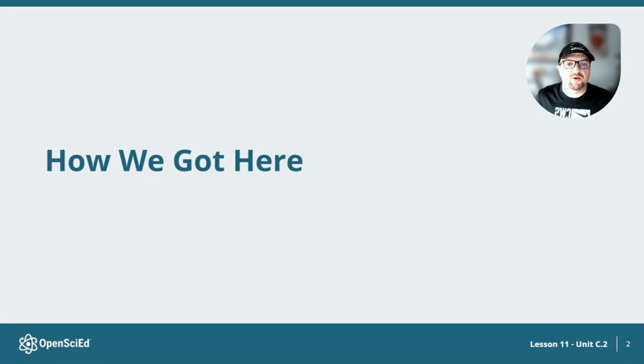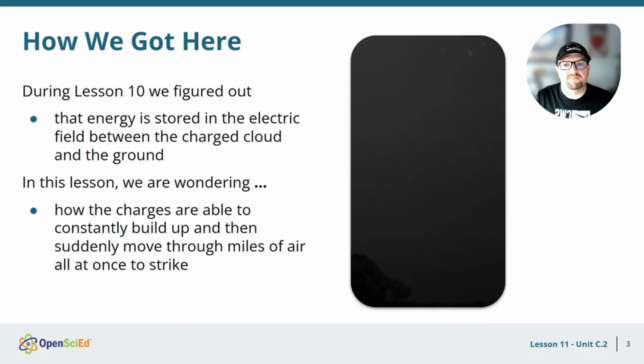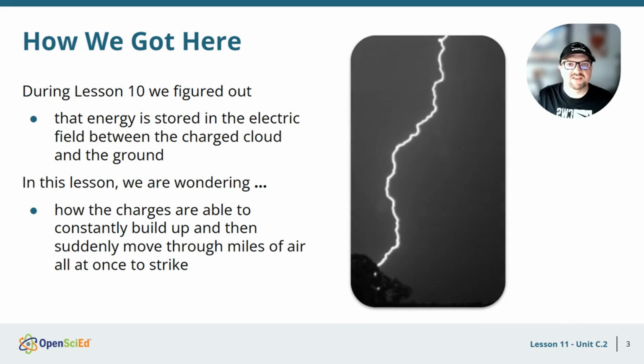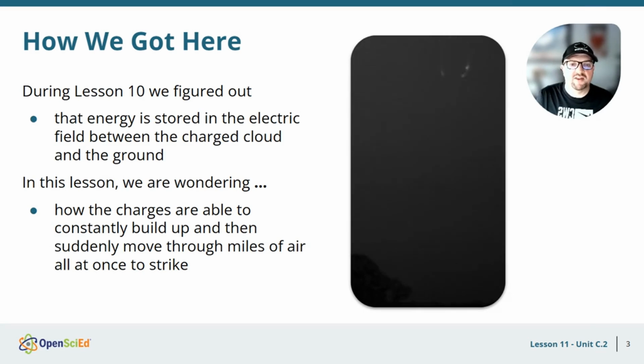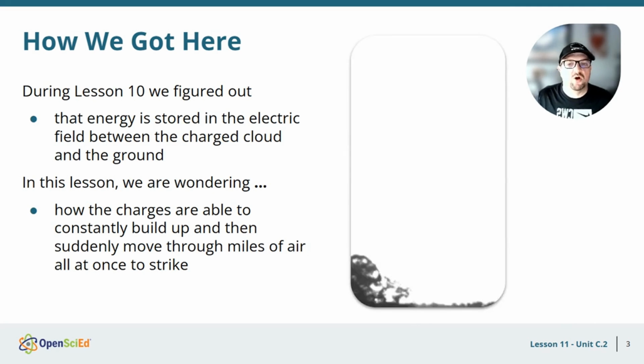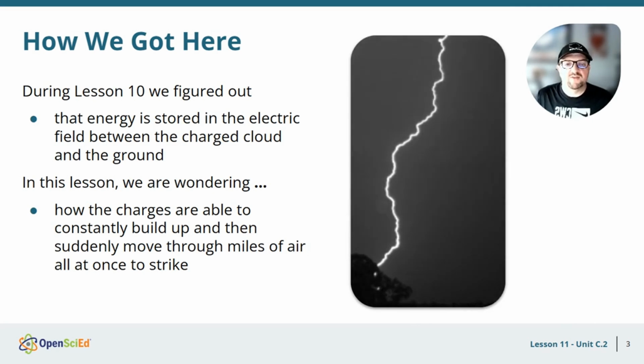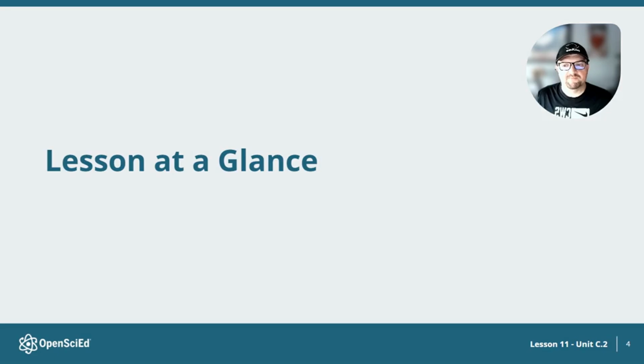Let's briefly review how we got to this point in the storyline. During lesson 10, we figured out that energy is stored in the electric field between the charged cloud and the ground. Coming into this lesson, students know the cloud is charged and the ground is polarized. That sets up the main wondering for today, which is how are charges able to constantly build up and then suddenly move through miles of air all at once to strike? It forces them to think about the invisible architecture of our atmosphere.